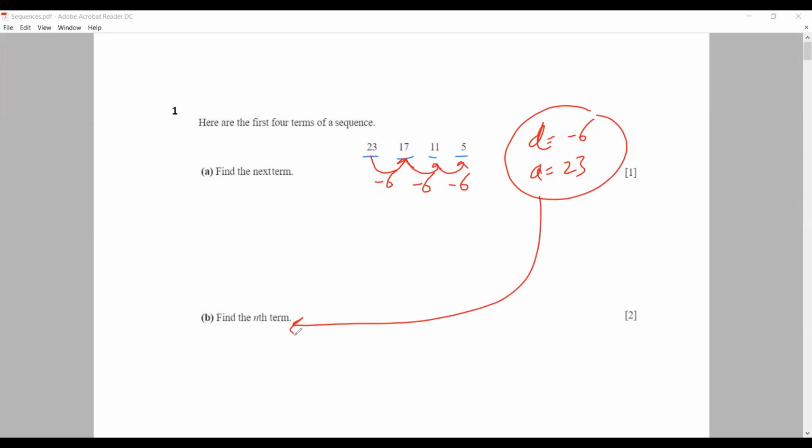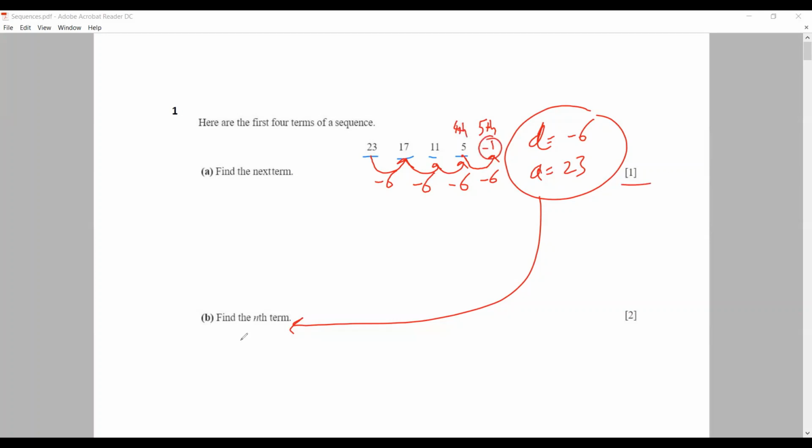However, in part A, you don't need that. The next term, or the 5th term, you just have to subtract 6 from the 4th term and you obtain the 5th term, which is -1. Okay, that carries 1 mark.